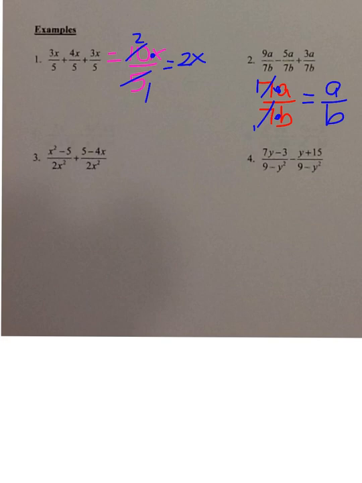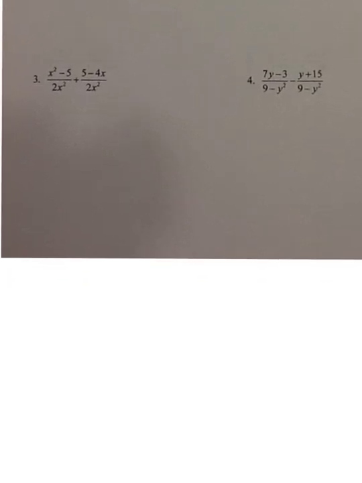Okay, let's look at number 3. Okay, so number 3, all I'm doing is adding. So I'm going to keep my denominator, 2x squared. So I'm looking for like terms up here. So I have an x squared, no other x squared. I see I have a minus x to the 4th here. And then negative 5 and positive 5, that will become 0.